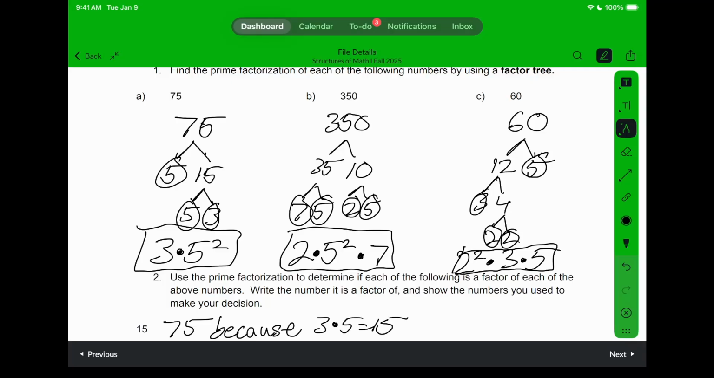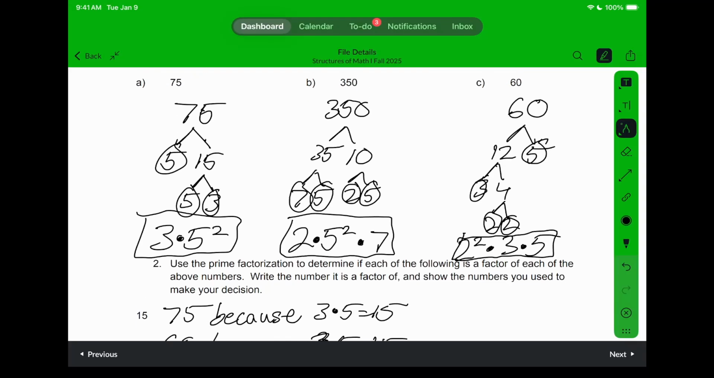Nothing out of 75 can make 14, because we have 3 times 5. So we have 3 and we have 5. 3 times 5 is 15. We have 5 times 5 equals 25. And we have 3 times 5 times 5, which equals 75. None of those numbers are 14. Same with 60. We have 2, 3, and 5. 2 times 2 is 4. 2 times 3 is 6. 2 times 5 is 10. 3 times 5 is 15. 2 times 2 times 3 is 12. 2 times 2 times 5 is 20. And then 2 times 2 times 3 times 5 is 60.